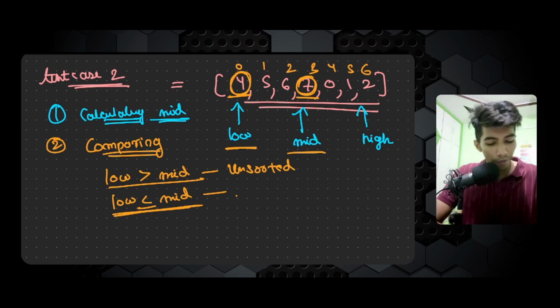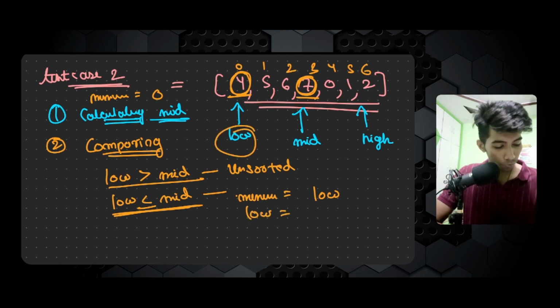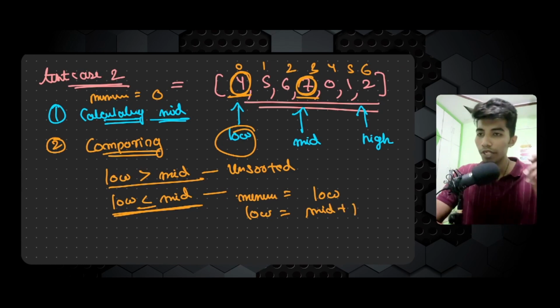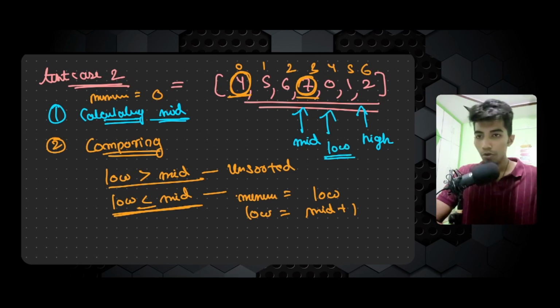So what will happen? We will create one minimum variable, and assign the value 0. So here we will again do the same thing: minimum, and we will be adding the value of this low, and then I will be updating this low value, and this low will come to mid plus 1. Easy. So this particular low will move to this now. Okay, easy.